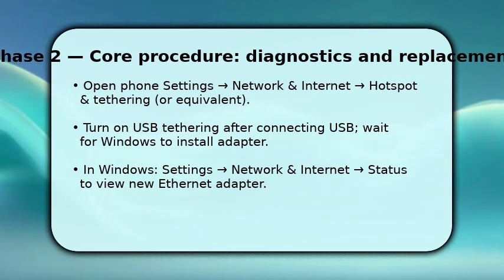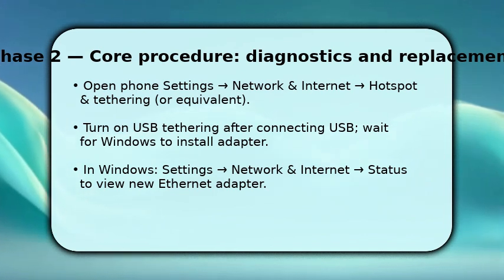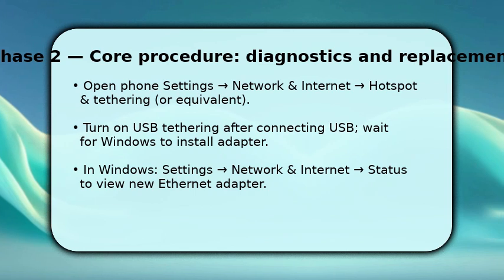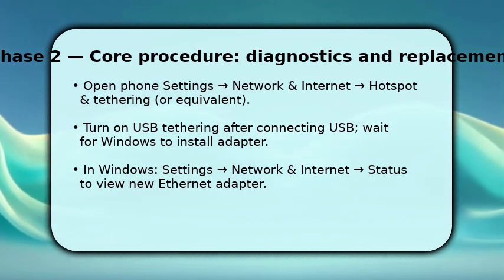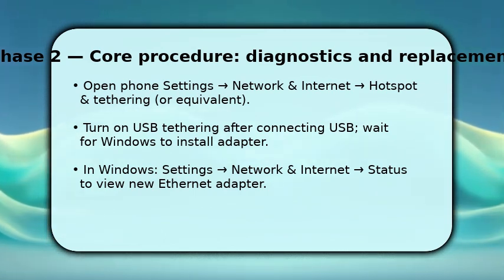If Windows shows a limited connection, right-click the adapter in Network Connections and choose Diagnose. Often a missing driver triggers that. Make sure the phone stays awake and unlocked while Windows completes the setup.